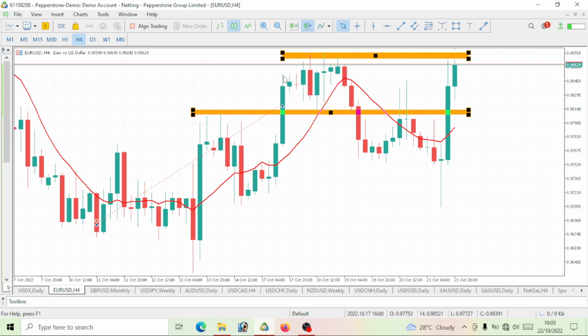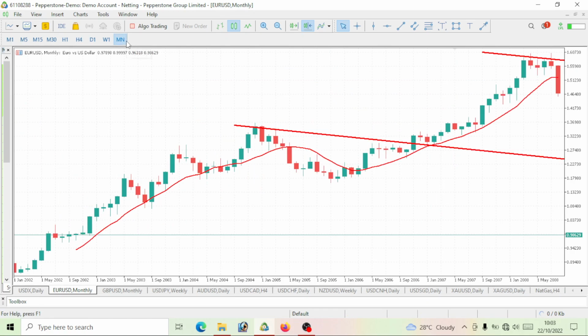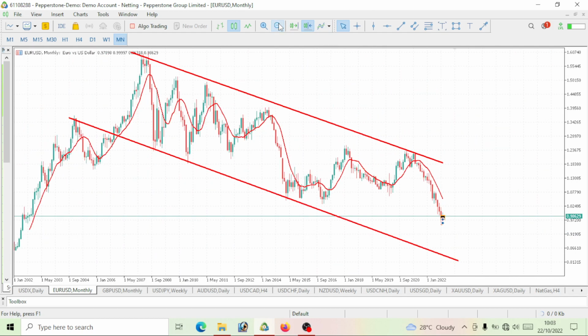So to be able to understand this movement and why we'll be making such movements this week, we are going to start from the higher time frame, which is the monthly time frame. So we will start first of all with the trend on this Euro USD on the monthly time frame. This is a bearish move. Clearly we can see that this price is dropping.